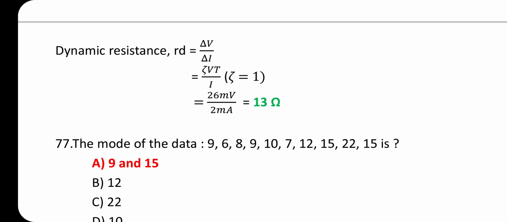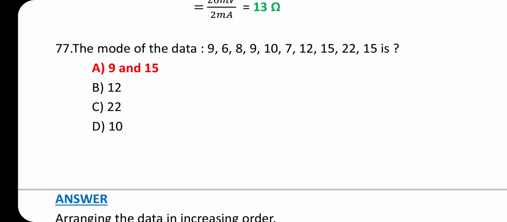That is dynamic resistance Rd equal to delta V divided by delta I. That is eta Vt divided by I. Eta is 1. So substitute the values of Vt and I, we get dynamic resistance is 30 ohm.